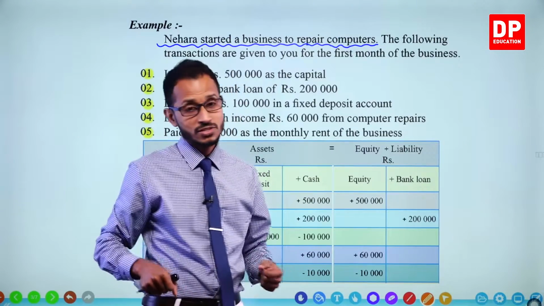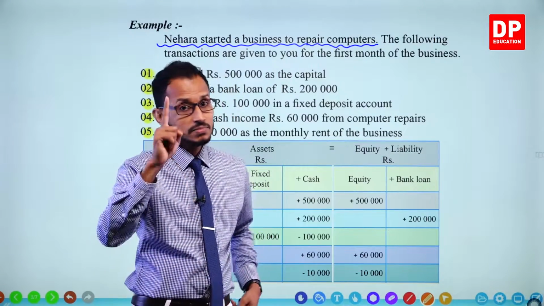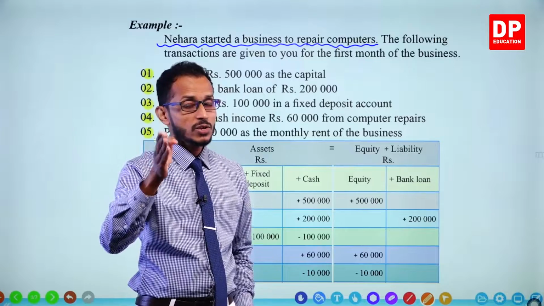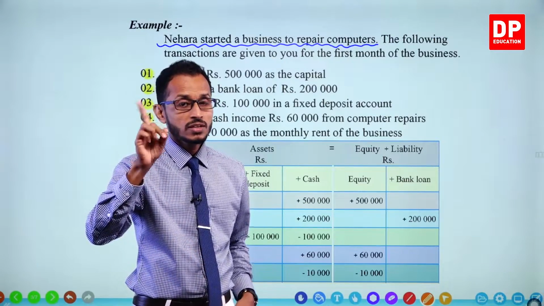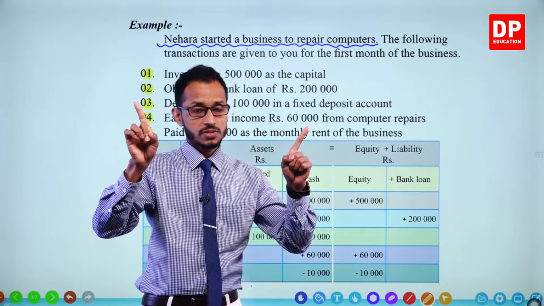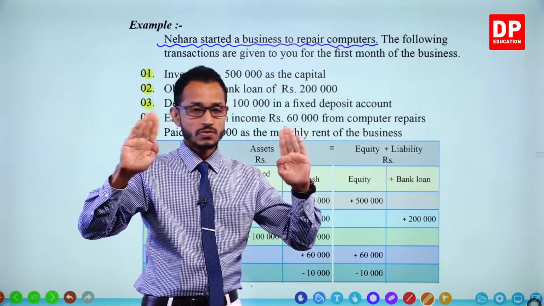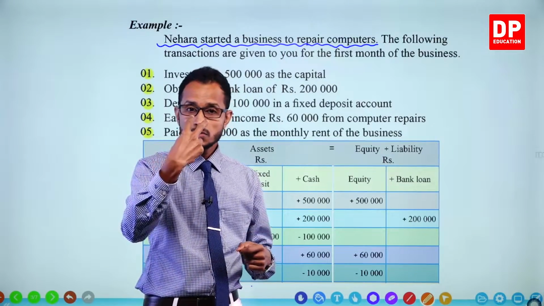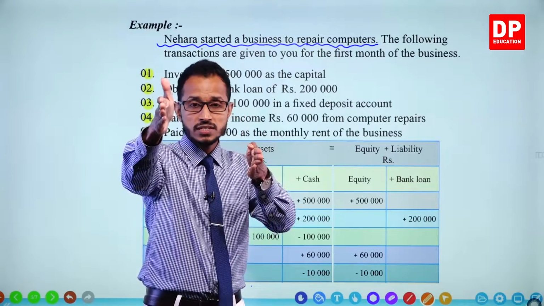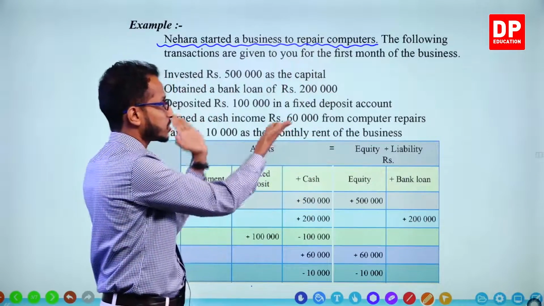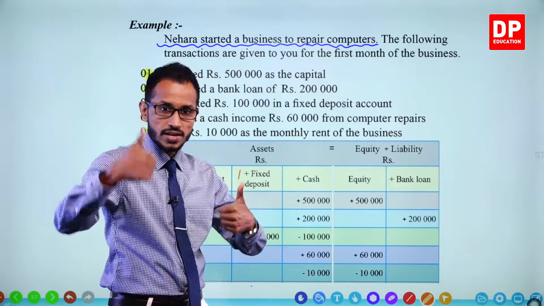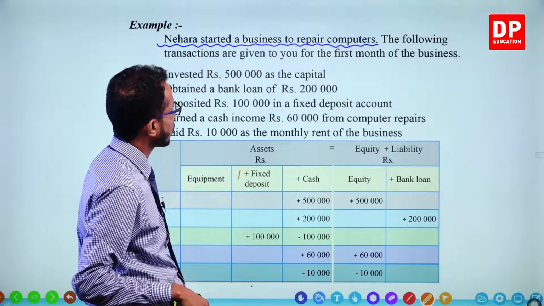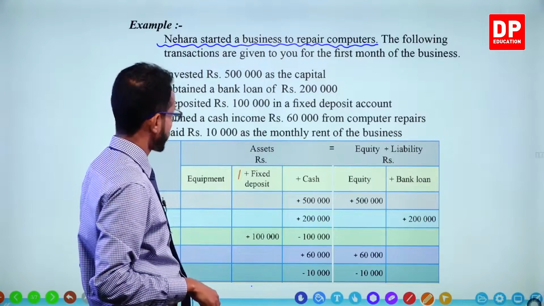And you are the accountant of that business. I have mentioned this several times, children. When we are doing accounting, we are not owners of the business. No, we are not owners. We are accountants. As accountants, from the point of view of an accountant, we should look at these transactions. All right, let's get it on. The following transactions are given to you for the first month of the business.